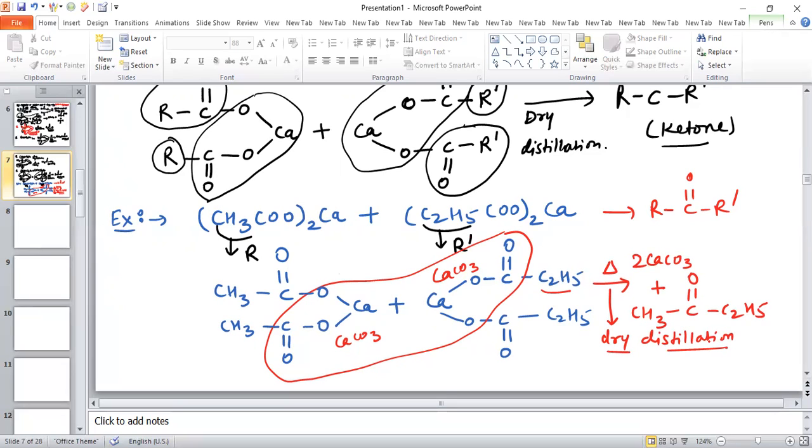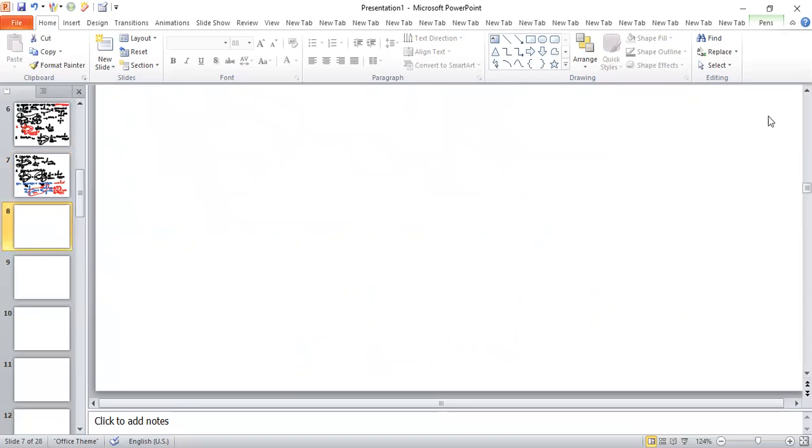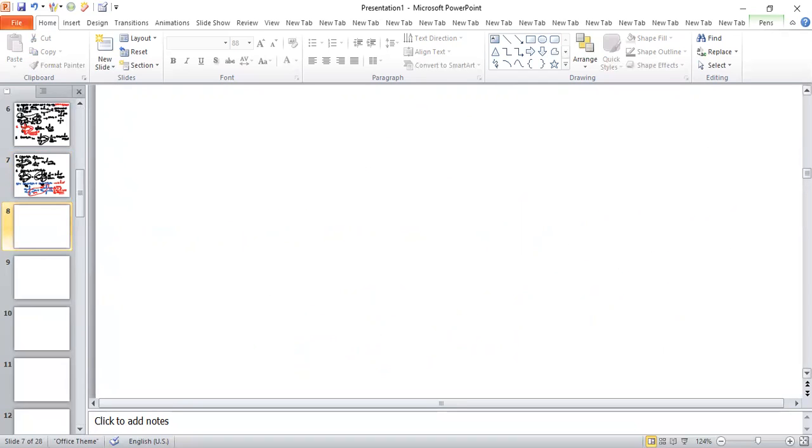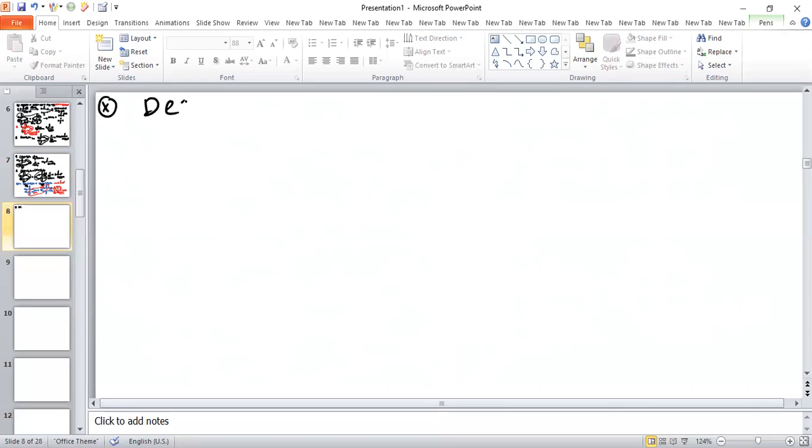This is basically the dry distillation we have used for the preparation of aldehydes and ketones. Also we are going to discuss some more reactions related to this. The reaction I am going to discuss with you is the decarboxylation reaction of acids. So we are going to discuss decarboxylation reactions for preparation of aldehyde and ketone, the decarboxylation of acids with manganese oxide.